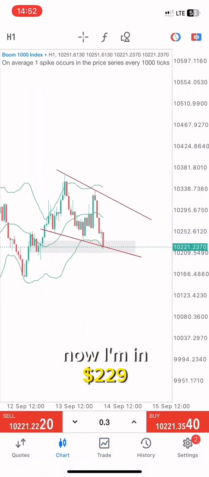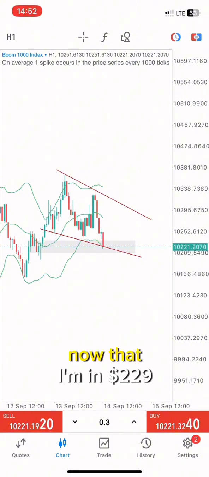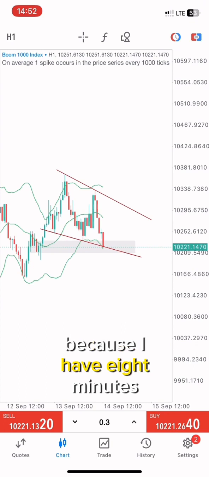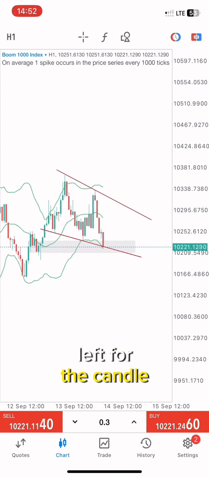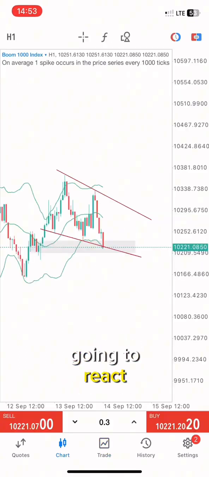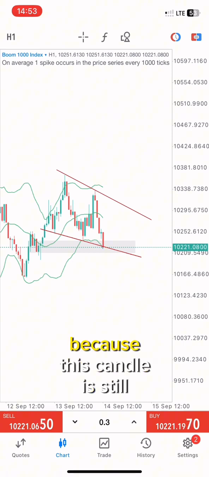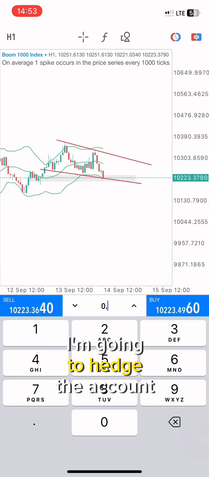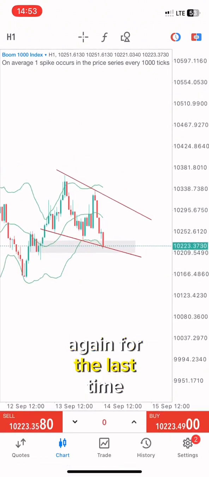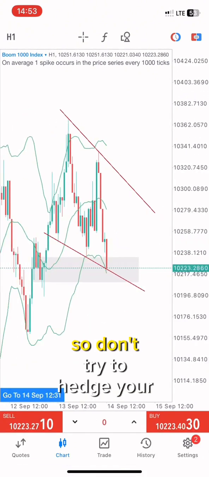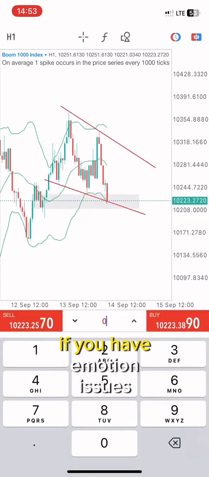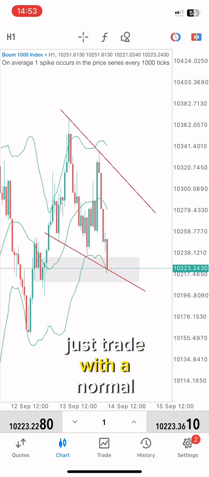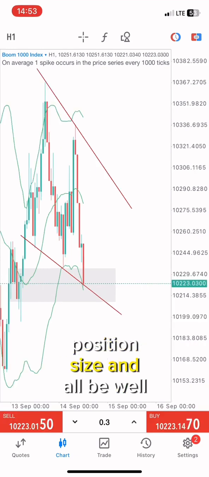Now I'm in 229. Now that I'm in 229, I'm going to hedge it again because I have 8 minutes left for the candle, the next candle, which is going to react. I have 8 minutes because this candle is still going down. So in that 8 minutes, I'm going to hedge the account again for the last time. Don't try to hedge your account if you have emotion issues. Just trade with the normal position size and all will be well.